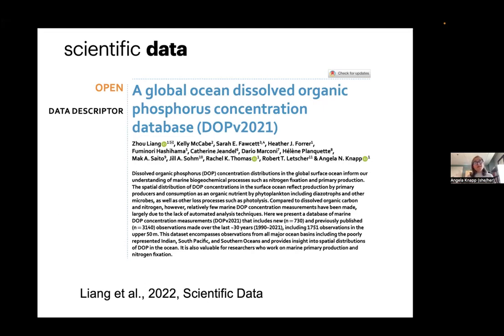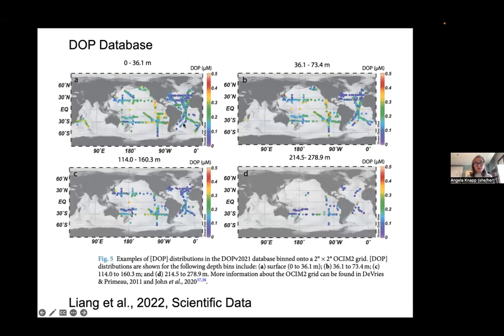And so this has given us the first sort of global scale picture of dissolved organic phosphorus concentrations in the ocean. And so this database is public. All this data is open access, and it's published in a couple different places, so everybody has access to it. But you can see where we have data in different depth sections of the global ocean.